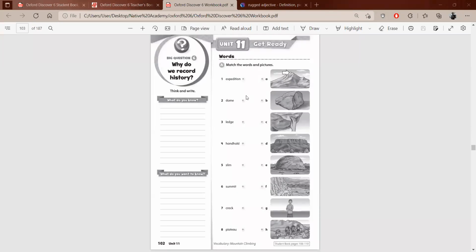Okay. Now we have the vocabulary of Unit 11. We have these word pictures. Now, Luay, I want you to match every word with a picture. Let's start with the first one.